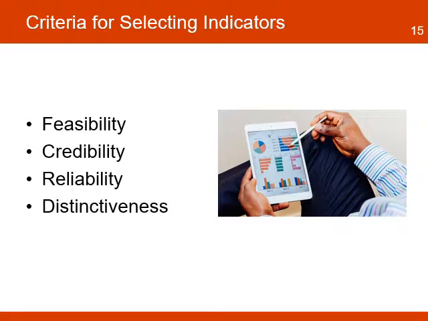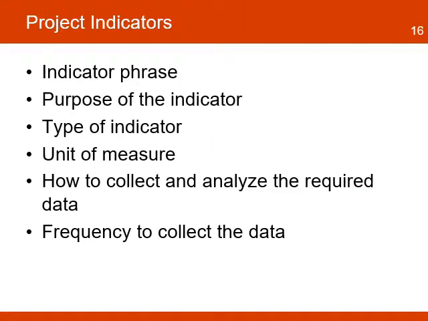Credibility: the indicator has been recommended and is being used by leading experts and organizations. Reliability: the indicator produces the same results on repeated attempts when used to measure objectives. Distinctiveness: the indicator lacks redundancy and does not measure something already captured under other indicators.